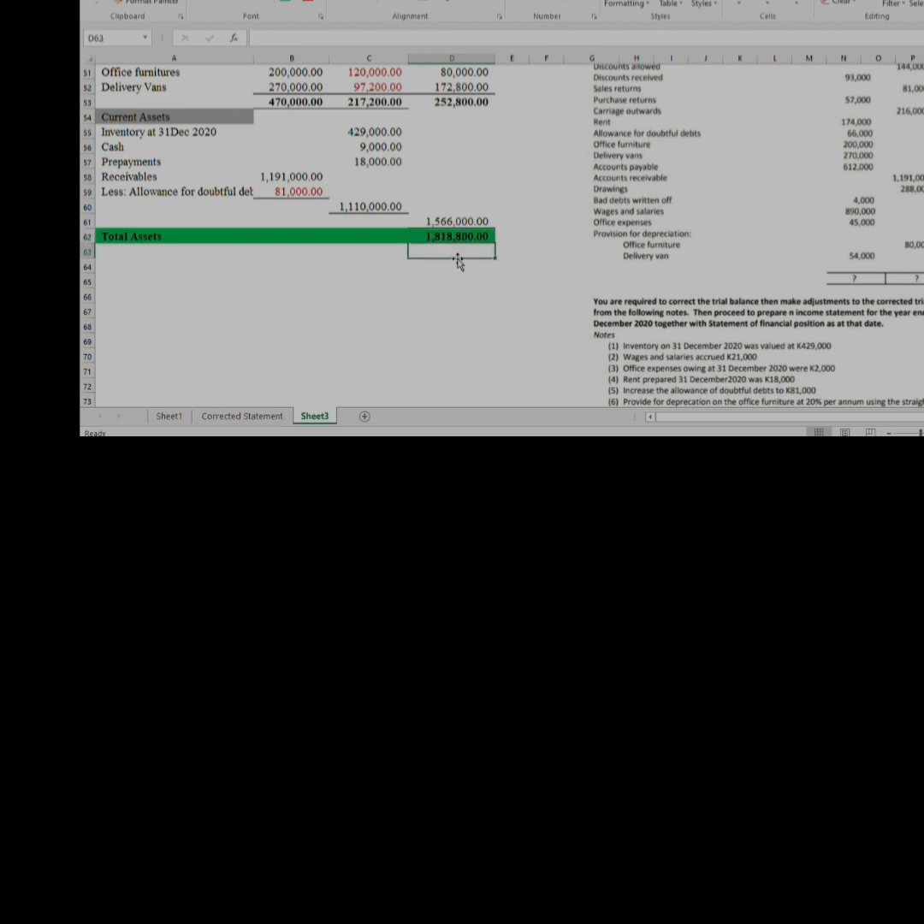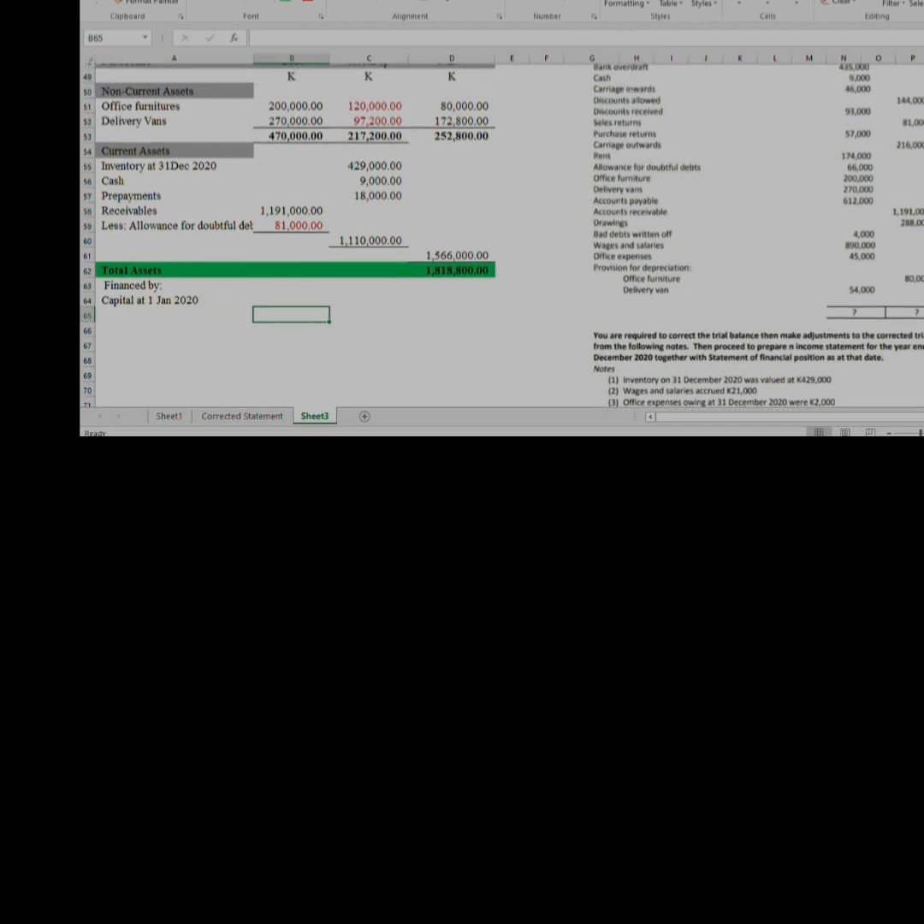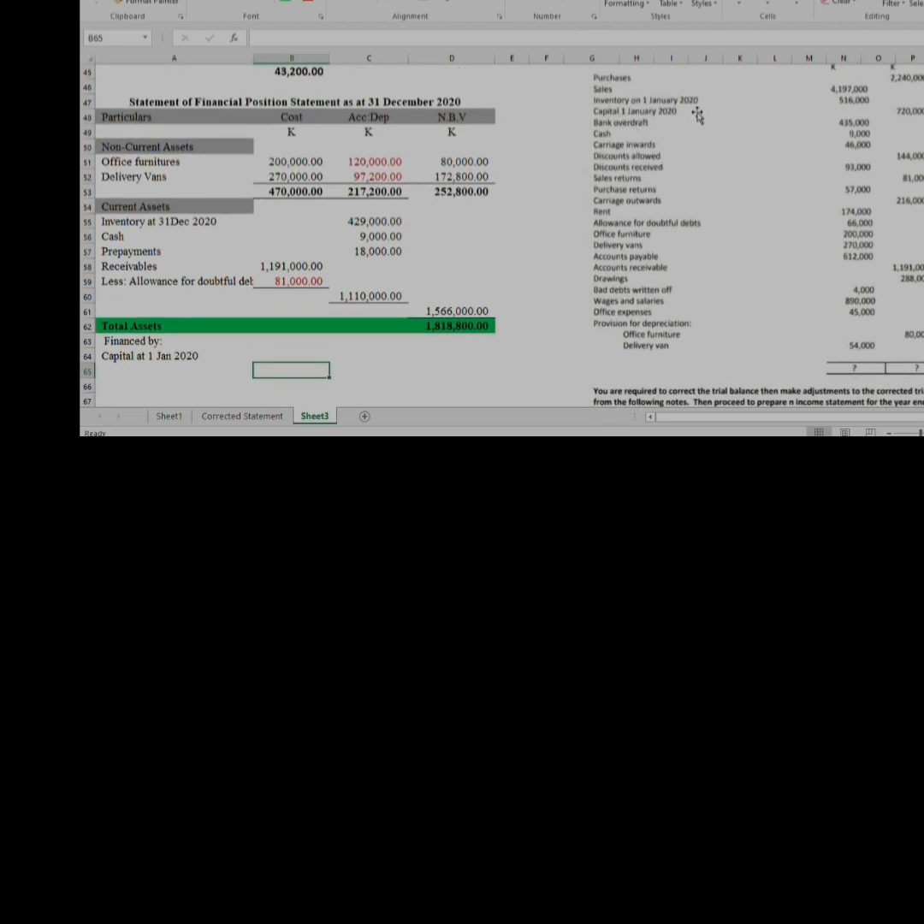So that's the total. Now we can go to the capitals. Let's put financed by there. So this is where the investments are. So capitals, we've got capital at 1 January 2020. So let's check how much is the capital at 1 January 2020 as the business started. Here, 720,000. So you put 720,000 there.